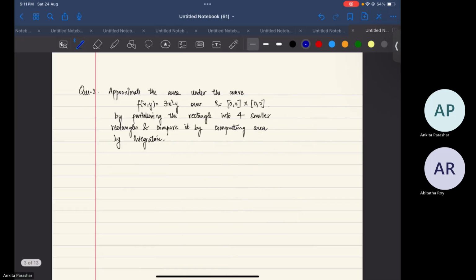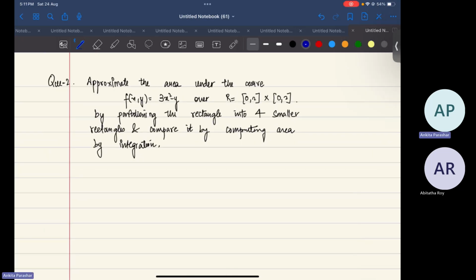Okay, so let's go to some questions to approximate the area under the curve. As we saw, we can partition our given domain in such a way that we can approximate the area. Of course, the exact area is nothing but the integral, but we have seen that the integral is nothing but a limit of a certain sum, which we call the Riemann sum.